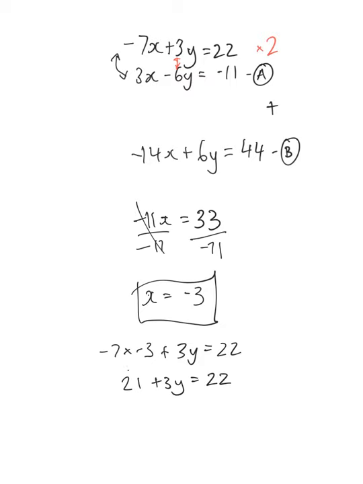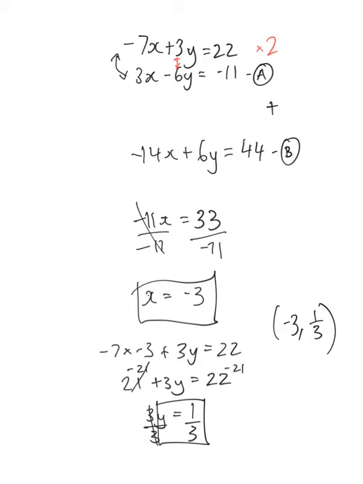Okay, so take the 21 from both sides. So I've got 3y equals 1. So y is going to equal 1/3. So that's the answers, negative 3 and 1/3. We'll get on to one of the worded problems which you'll be dealing with.